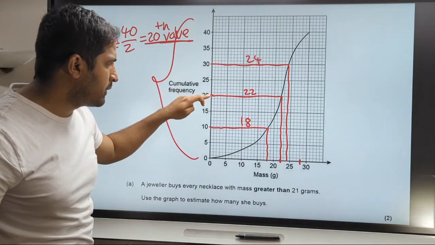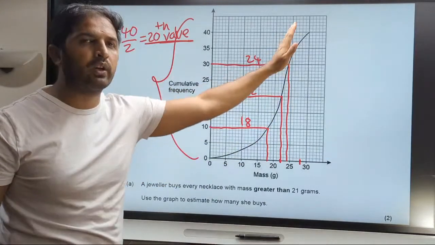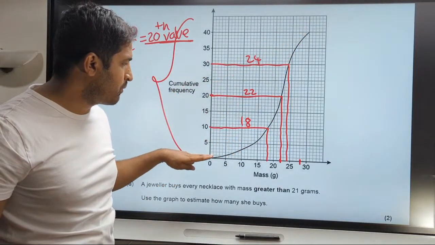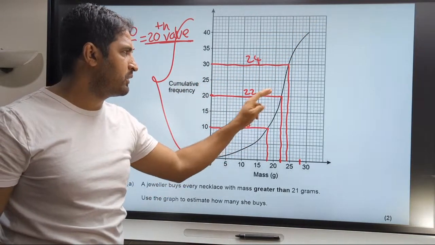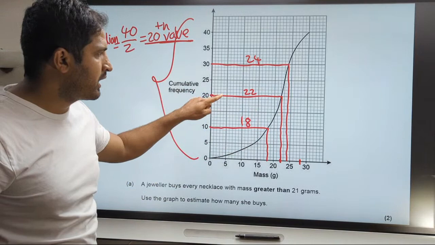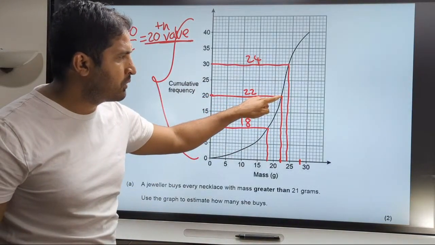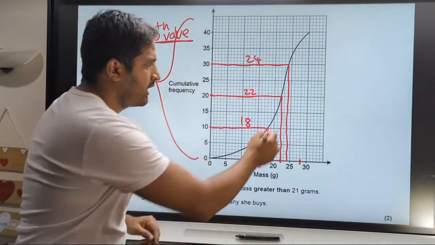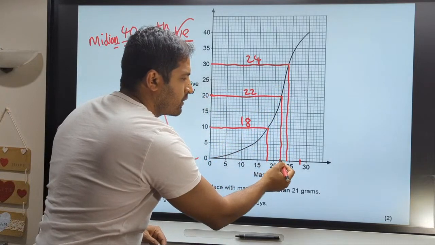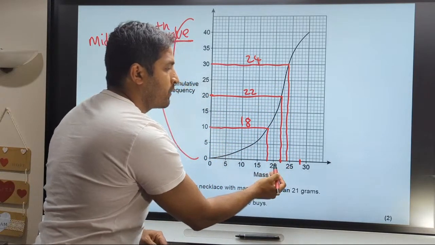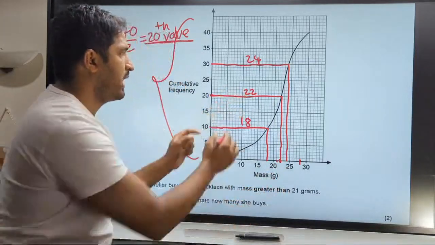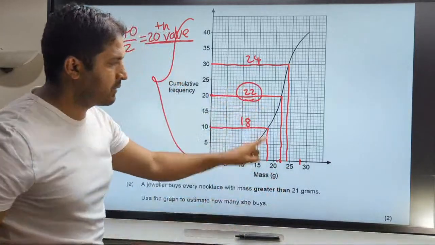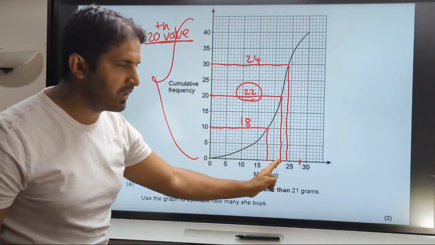So the 20th value would be there. This is already in order because it's a cumulative frequency. The smallest one would be there, then the next smallest one, and so on. So when I look at the 20th value there, you go up to the line using the straight line and then read it down. So the weight would be 22 grams. Remember, 20 grams, 21 grams, 22 grams. That's why the median value is 22 grams. You're reading it from there.